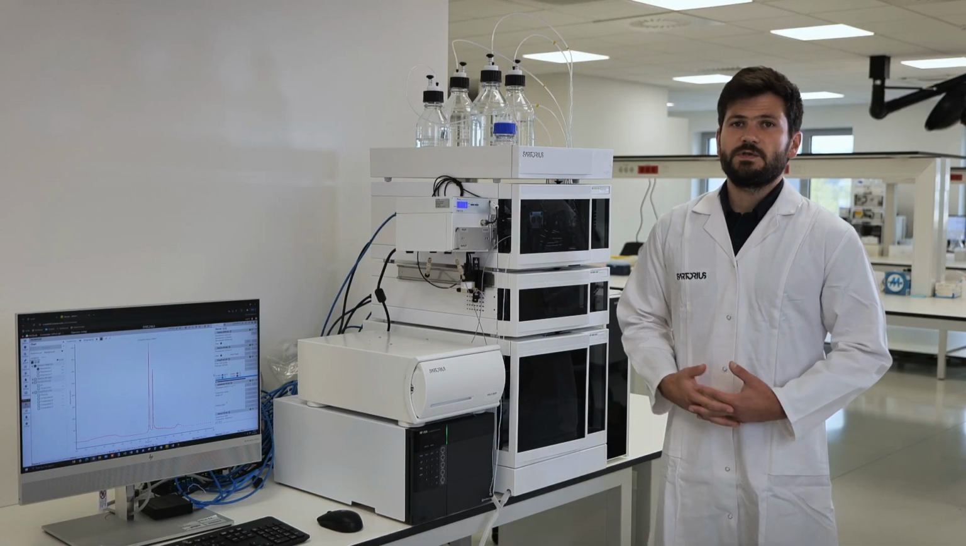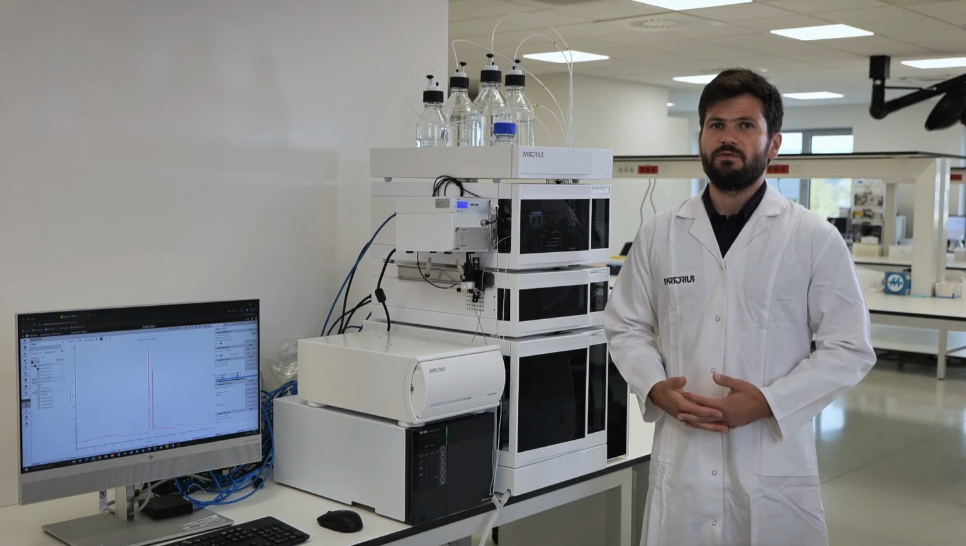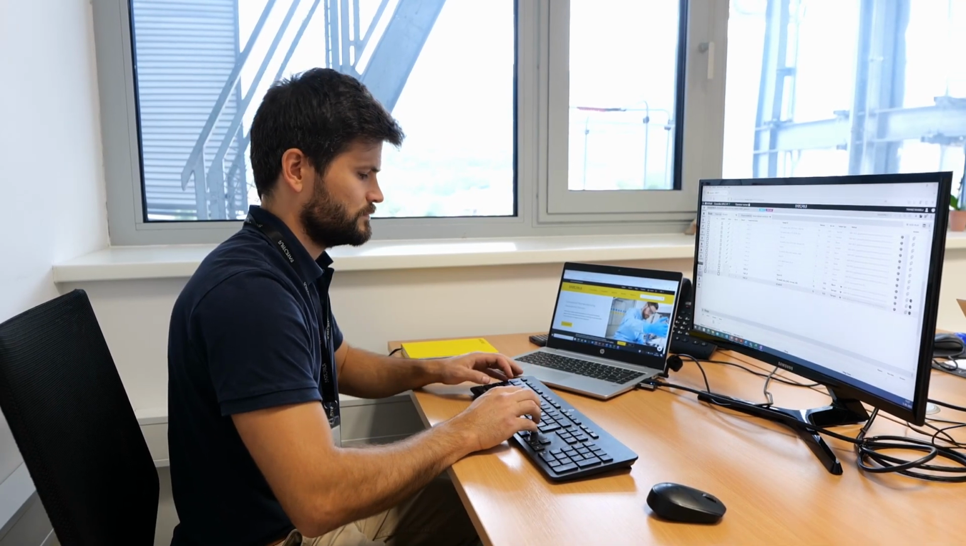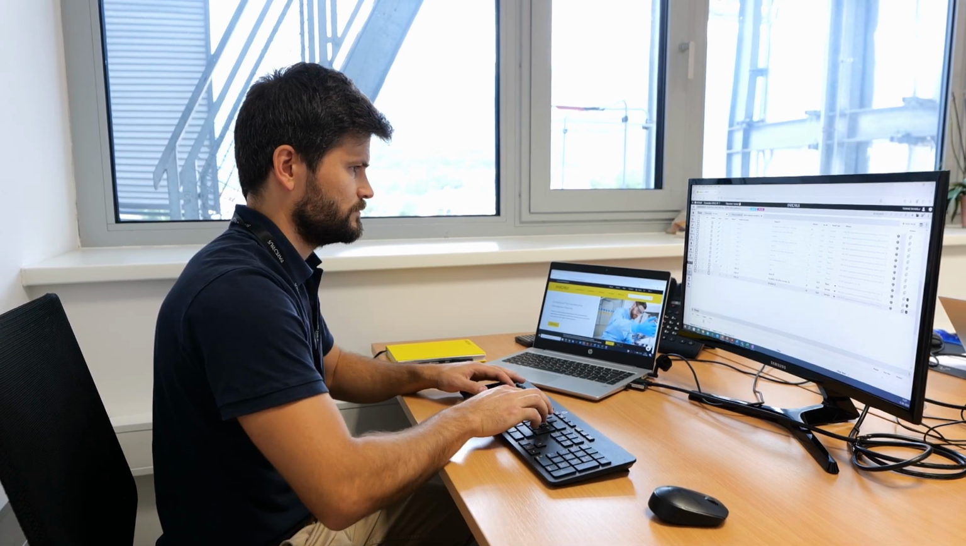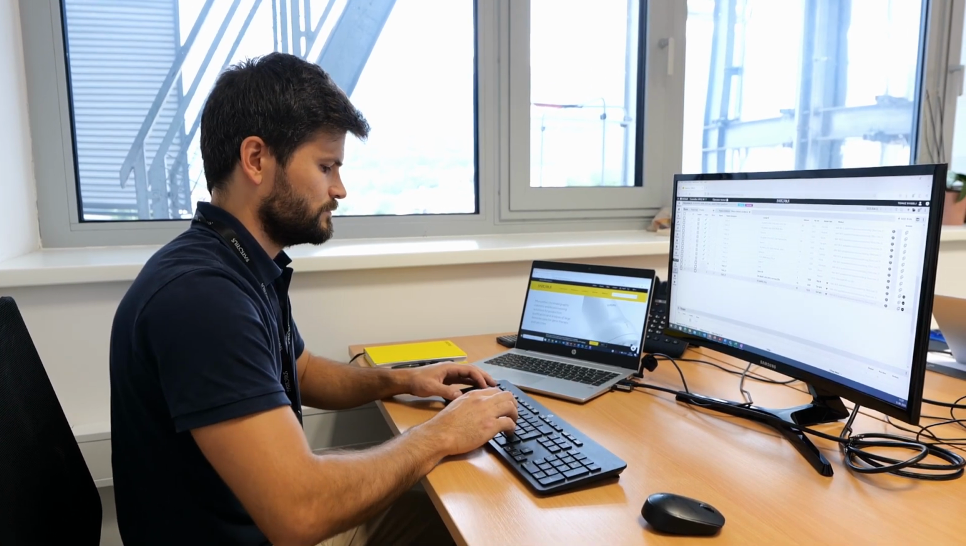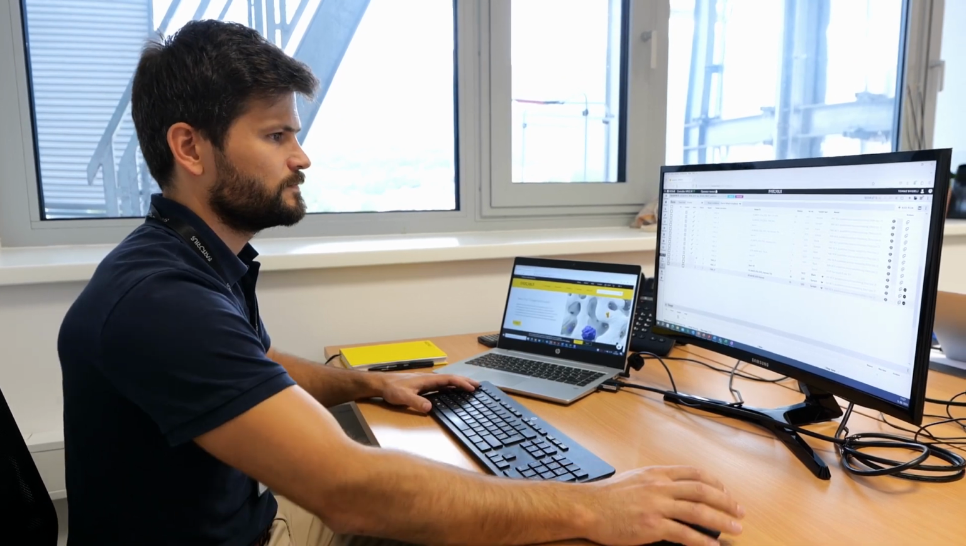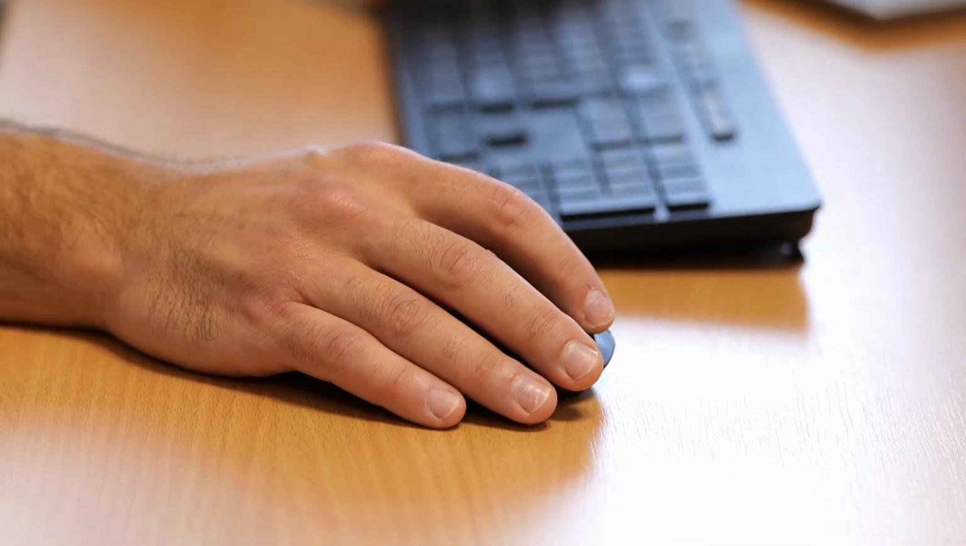The software also allows me to connect from the office, which is great for checking in on progress remotely and analyzing results without having to be in the lab. This flexibility is invaluable for maintaining productivity and ensuring timely decision making.